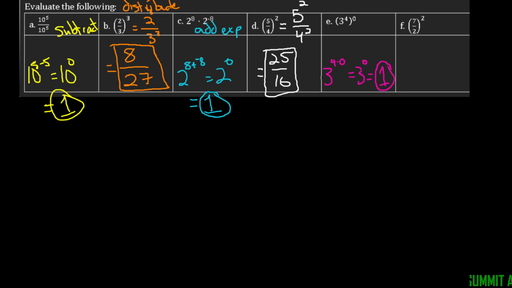And the last one, I can say it's going to be equal to 7 to the power 2 divided by 2 to the power 2, which is equal to 49 over 4. You don't have to change those to decimals, just leave them like a fraction.